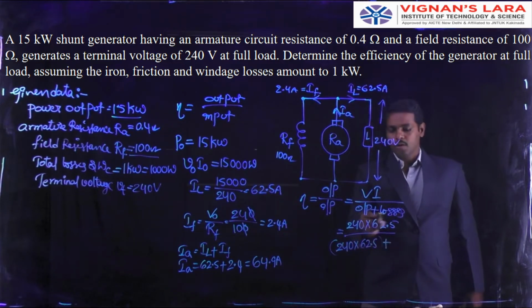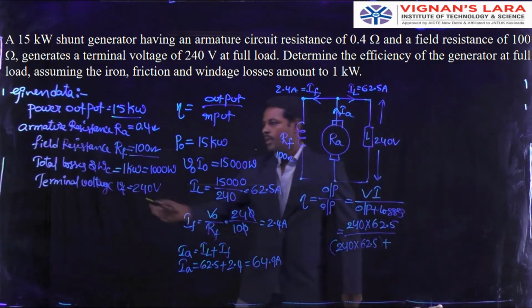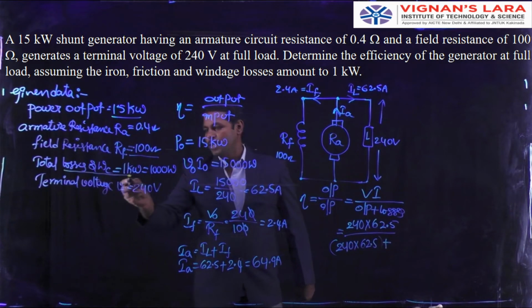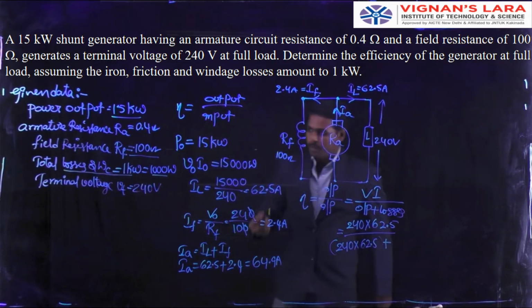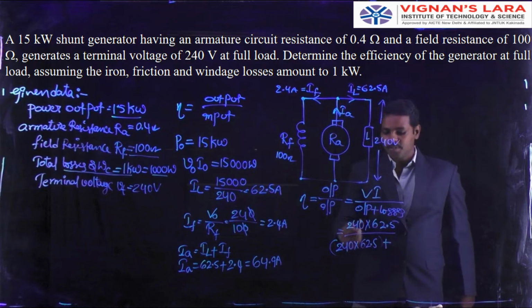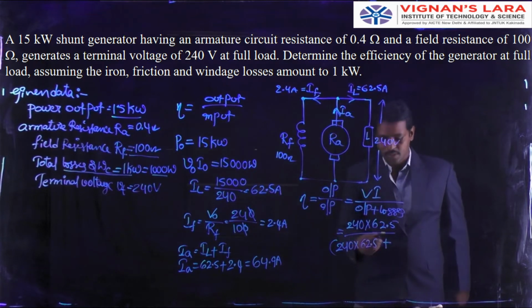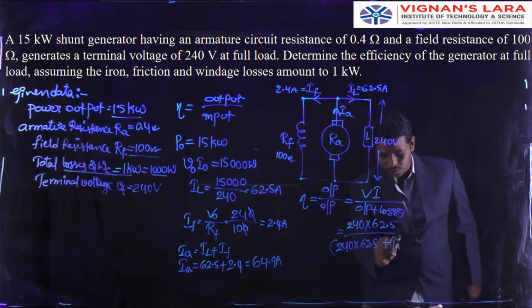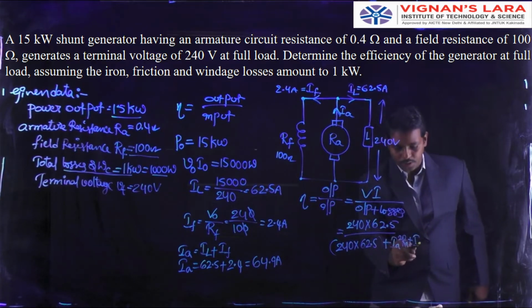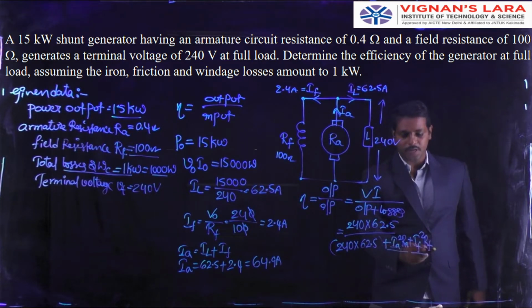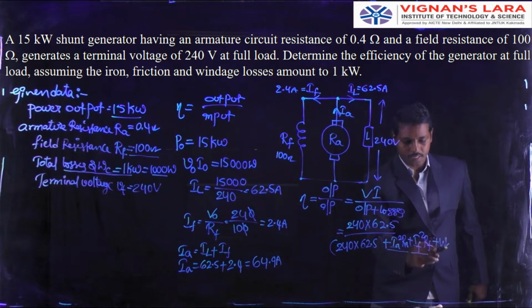Plus losses. So already you know the total losses or constant losses is equal to 1000 watts, plus which is to be exhibited as two more losses. One is the IA square into RA losses, plus IF square into RF losses. So these are the armature copper losses, field copper losses, plus constant losses.